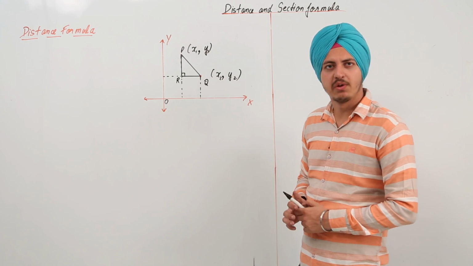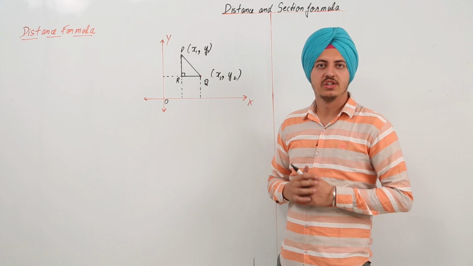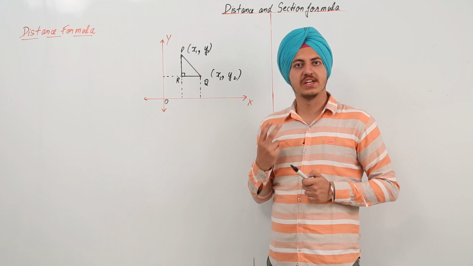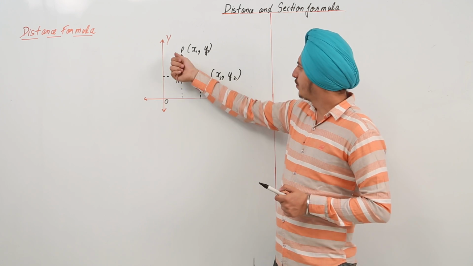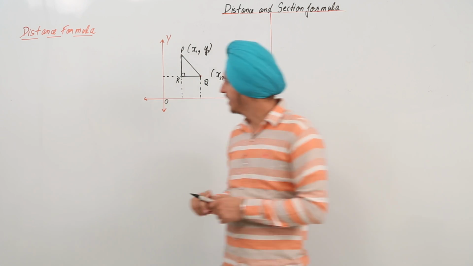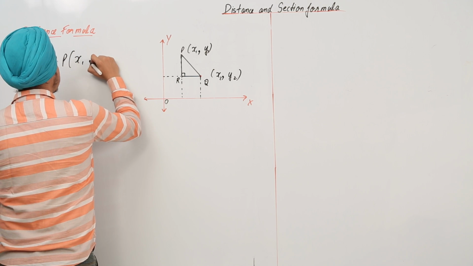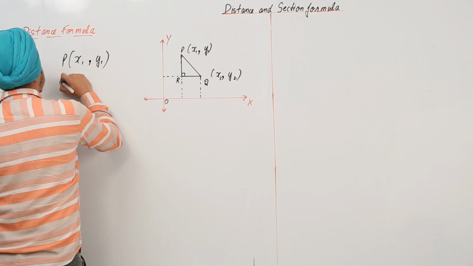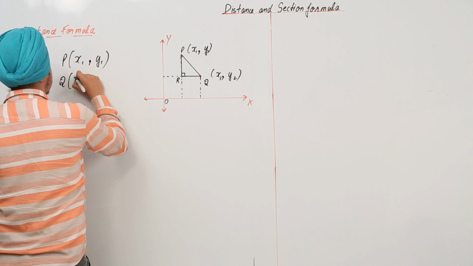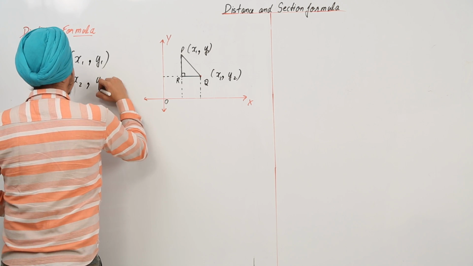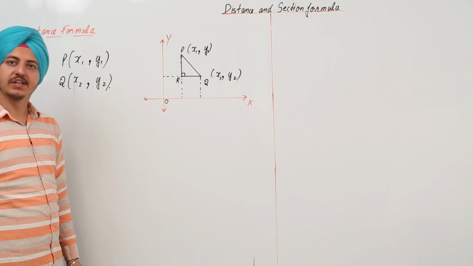Now the next thing we're moving on to is the distance formula. How do we find the distance between 2 points in a Cartesian coordinate system whose coordinates we know? The 2 points are P and Q. P is (x1, y1), and Q is (x2, y2). Okay, so how do we find the distance between P and Q?